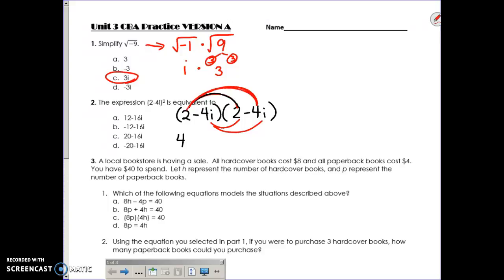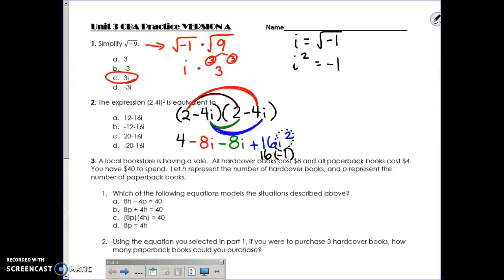2 times -4i is -8i. -4i times 2 is also -8i. And -4i times -4i is positive 16i squared. Now, you need to remember that i squared is really going to change to -1. i is equal to the square root of -1. i squared is equal to just the number -1. So it's actually going to change to 16 times -1, which is really -16.